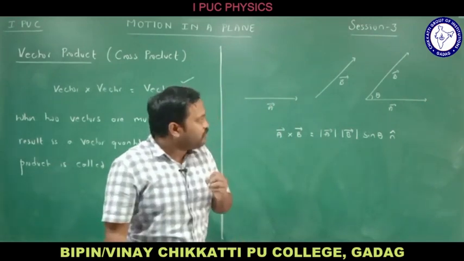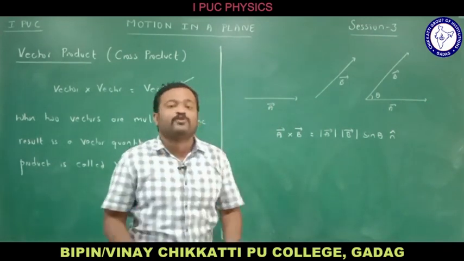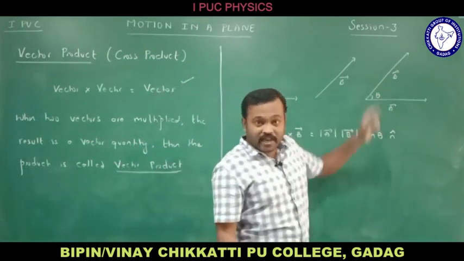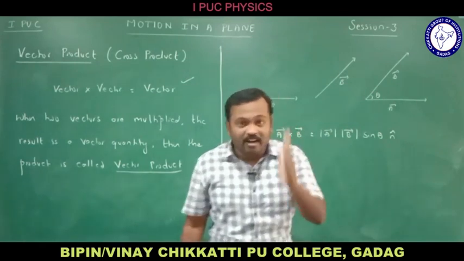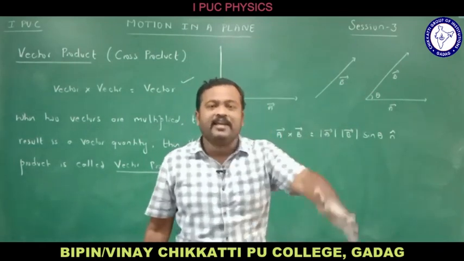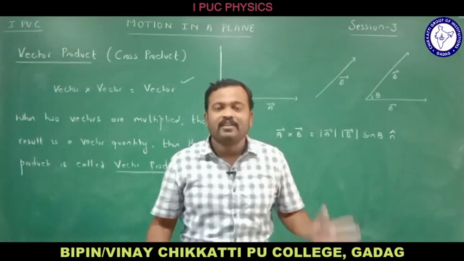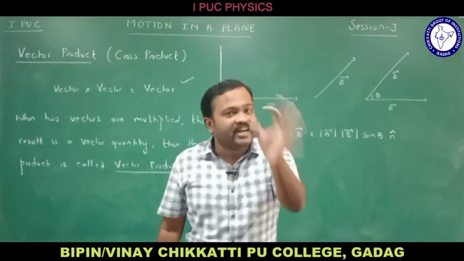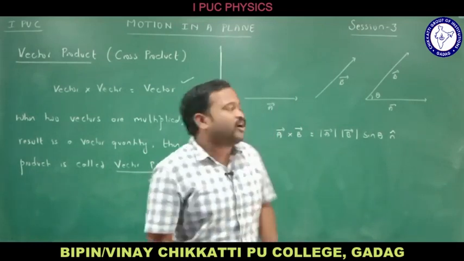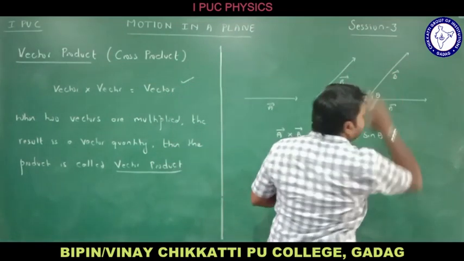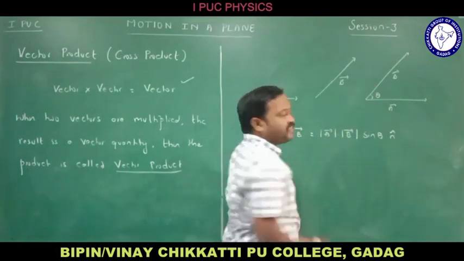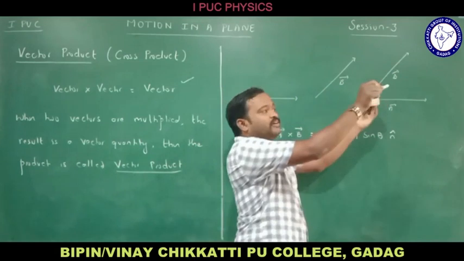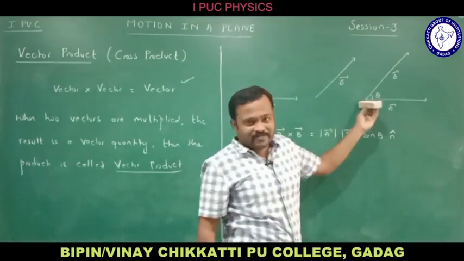Right. So the next question that arises here is, in which direction is A cross B? If this is A and this is B, A cross B will be perpendicular to the plane containing A and B. The direction of A cross B will always be perpendicular to the plane containing A and B. This blackboard is a plane containing A and B. Then A cross B is in the direction of the duster. This is the direction of A cross B.